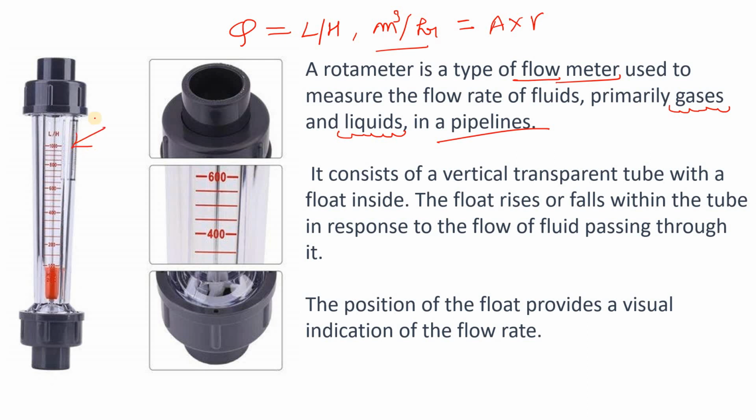Now if I talk about the construction, simply you could see here there is one transparent tube. This is a tapered tube. Now what is the meaning of the tapered tube? First of all, let's understand the cylinder. This is your cylinder, and this is the center of the cylinder.